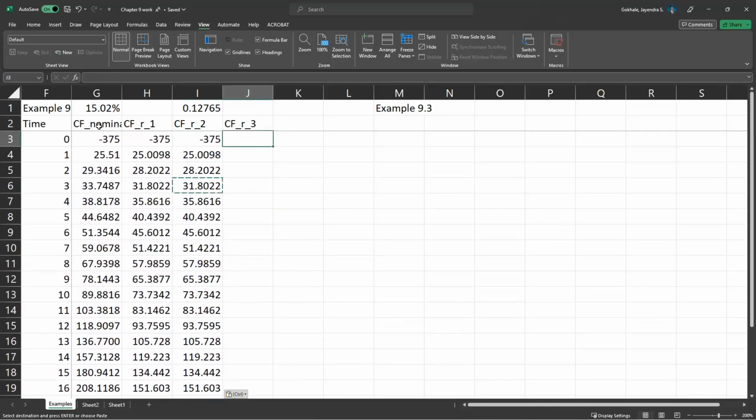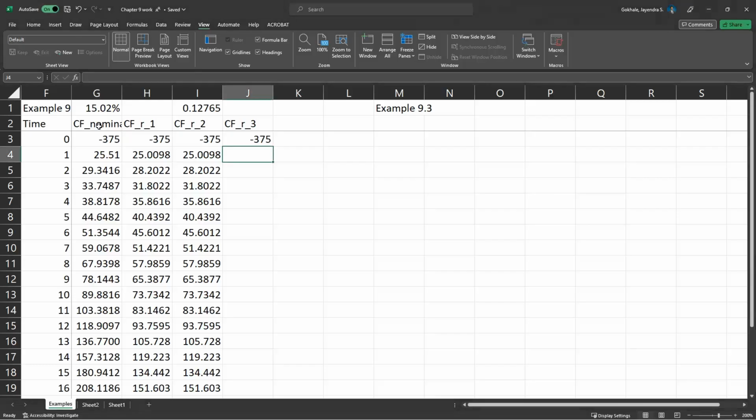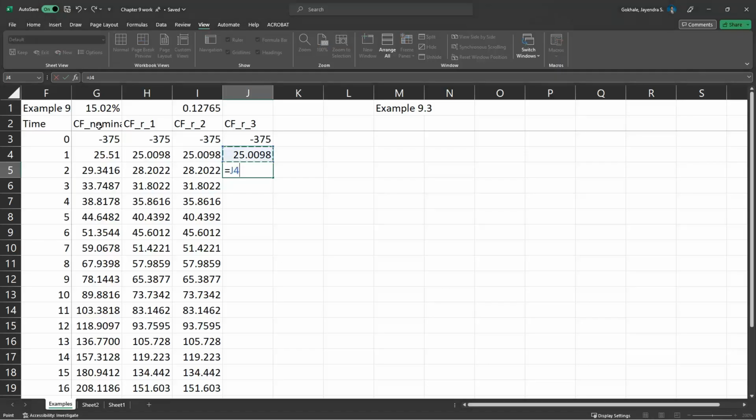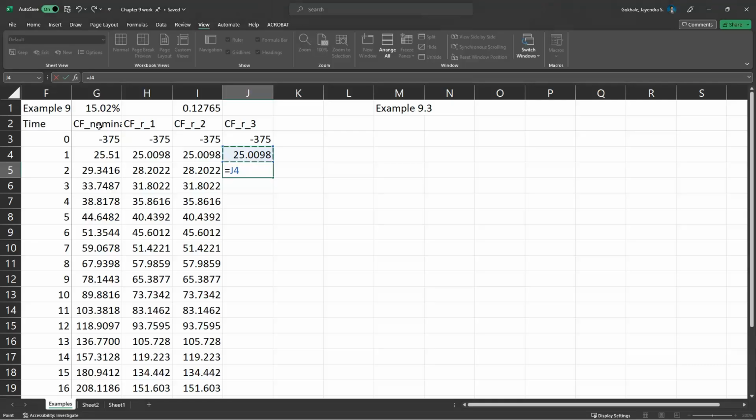Going to CF real 3. Again, the initial cash flow, because it's at T equals 0, does not need to be inflation adjusted. The first cash flow is also calculated the same way, divided by 1.02. But the second cash flow onwards, CF T is CF1, which is what we just calculated, and then times 1 plus G divided by 1 plus pi to the power T minus 1. So basically 1 plus RGR.